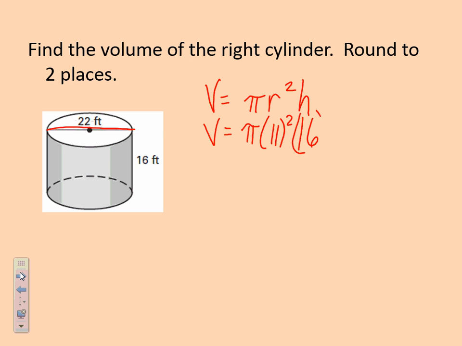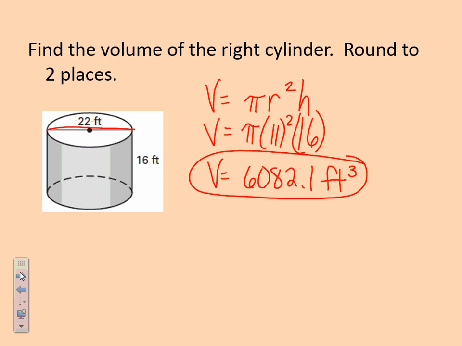So I'm going to plug in all these numbers here and see what I get when I type it in my calculator. Pi 11 squared times 16. And you can type that in your calculator all at once. Volume equals 6,082.1 feet cubed. Okay, cubic feet for that final volume.